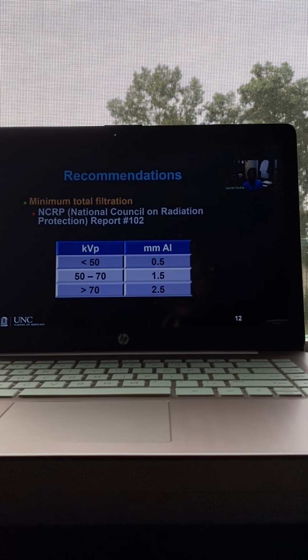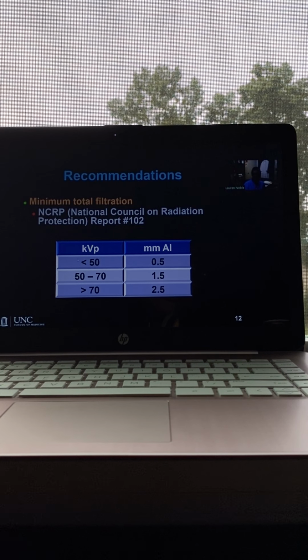That could be an office, maybe a podiatrist's office where they're just doing feet, or it could be a facility where all they are imaging are extremities. And so they don't need an X-ray tube that operates above 70 kVp. Their tube can only operate between 50 and 70. So 1.5 millimeters of aluminum would be the recommended filtration.